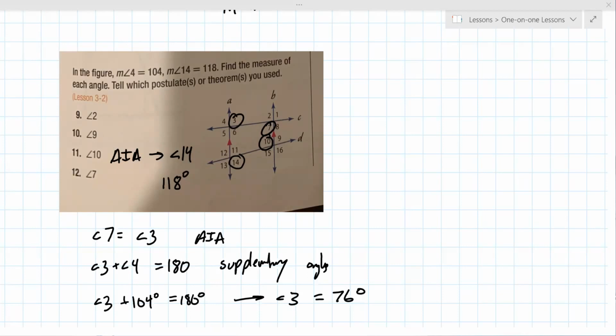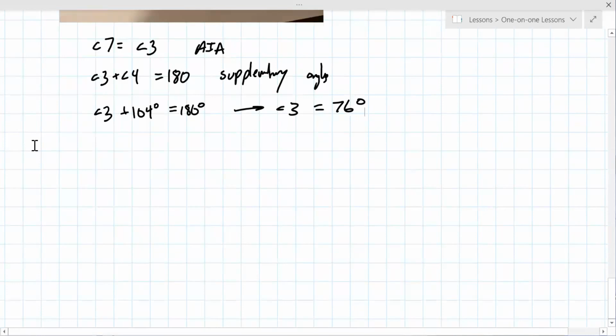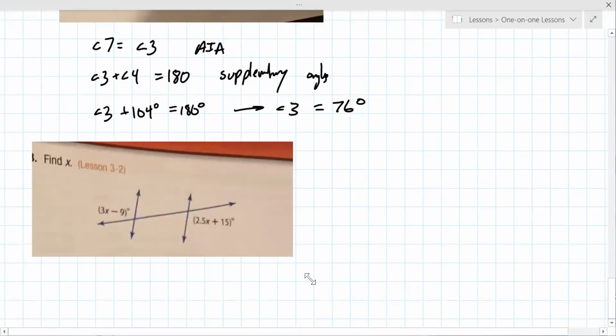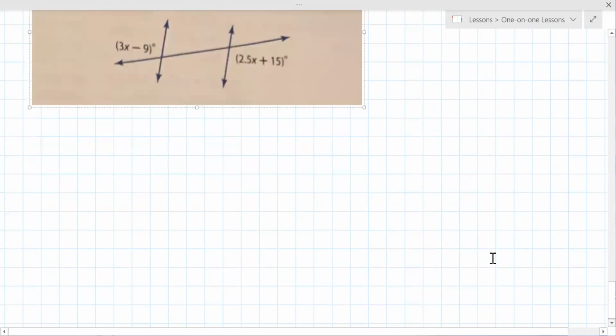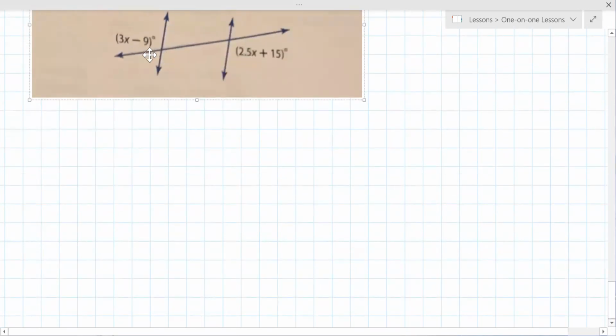All right, so I'm going to the top of the other column here. Find x. It should tell you, and I'm going to snip this in, that the two lines are parallel. You do need to know that. Since they're parallel, there's two choices. Either those things add up to 180 or they are equal. Which is true here? Do these two angles add up to 180 or are they equal? And these are parallel.